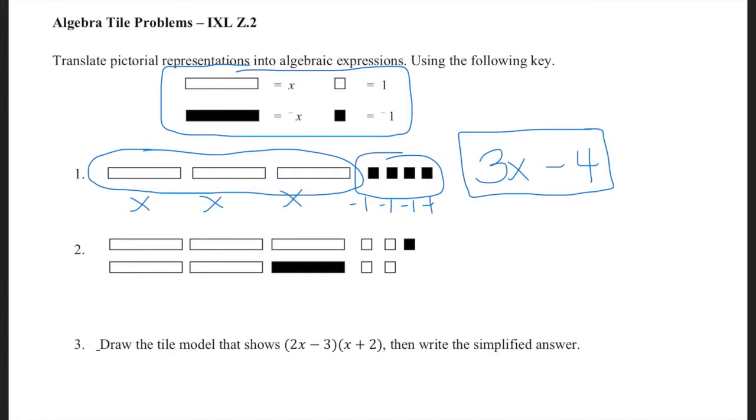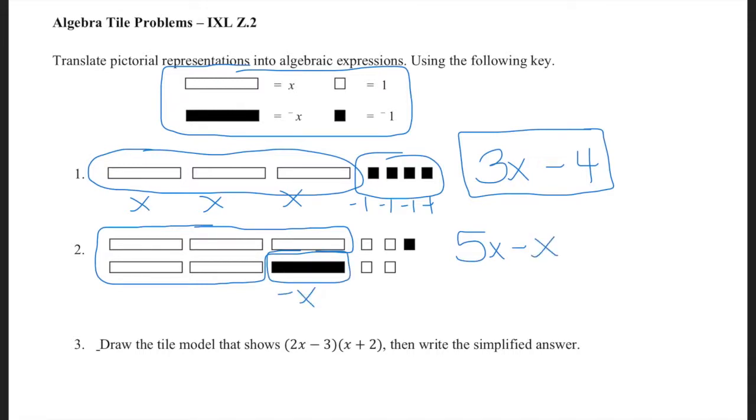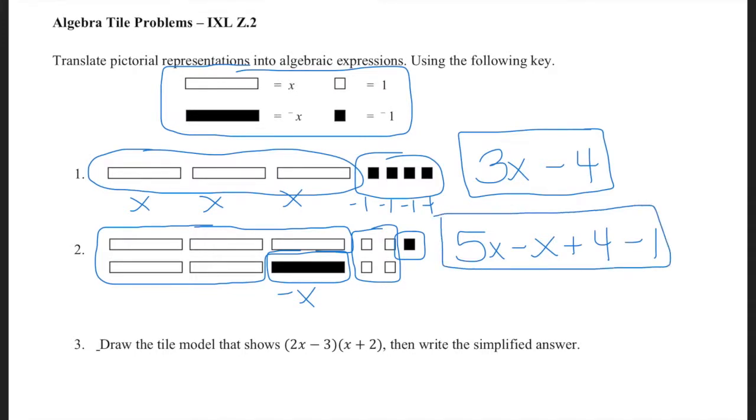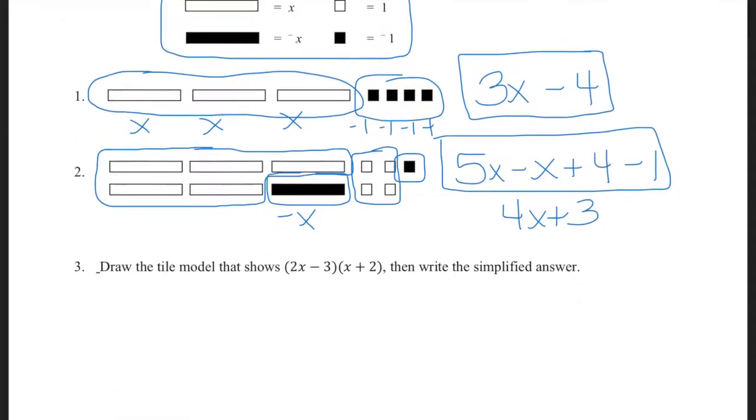For number 2, you don't necessarily have to simplify unless it says, okay? So for here, you have 5 white bars. That's 5x. Here you have 1 black bar, so that's minus 1x. Then you have 4 white squares, that's plus 4. And you have 1 black square, which is minus 1. Now you need to pay attention to the directions to see if they want you to simplify. This would be your answer for here. If it did say simplify, then you would combine your like terms and you'd get 4x plus 3. Okay, so it just depends on the directions. Make sure you're paying attention.